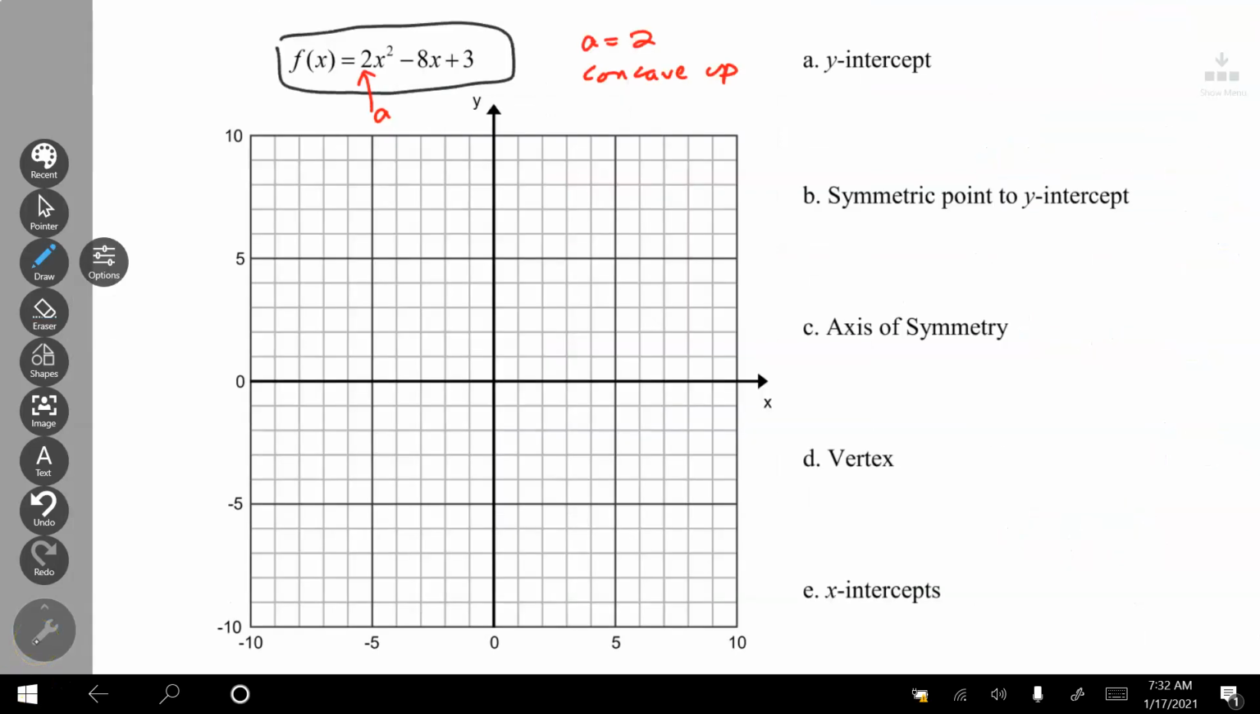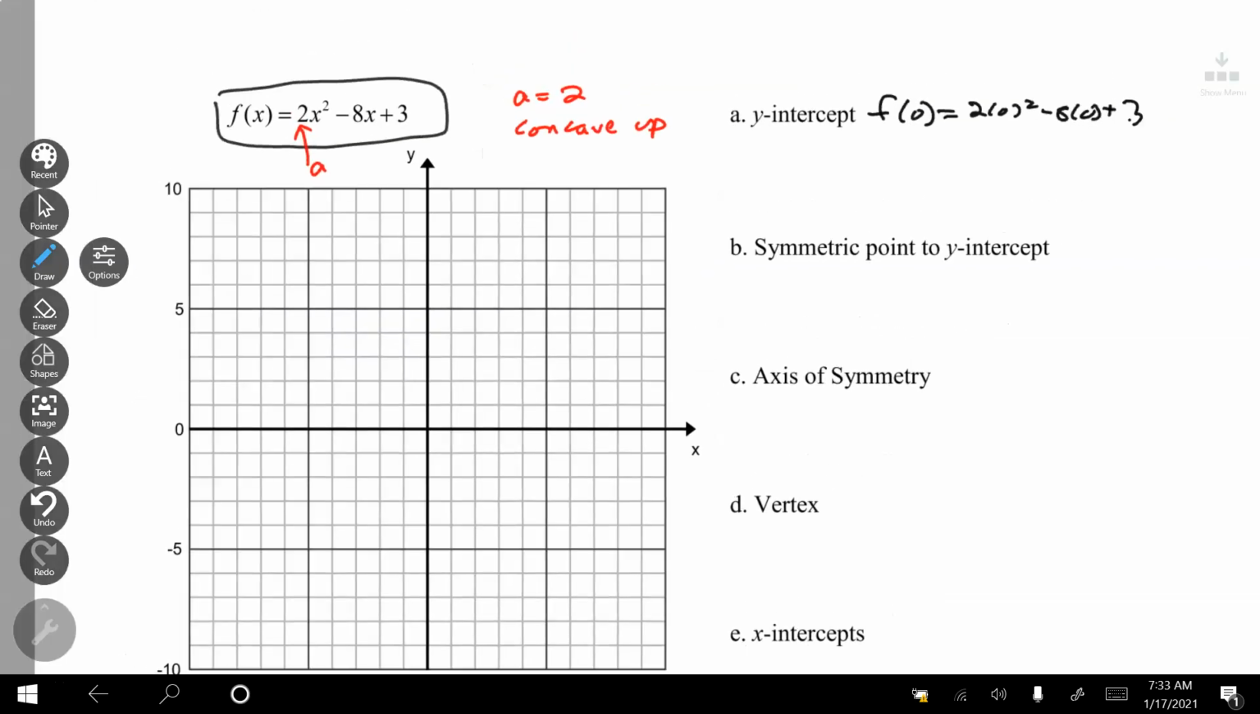So the last one I'm going to do is graph in standard form. 2x squared minus 8x plus 3. My a value is 2. I better get a concave up graph. The y-intercept is the only thing that's easy to graph right now by just plugging in 0. When you plug in 0, you get 2 times 0 squared minus 8 times 0 plus 3. I guess I can move this over a little, plus 3. And I get this whole thing equal to 3. So 0, 3 is the y-intercept.